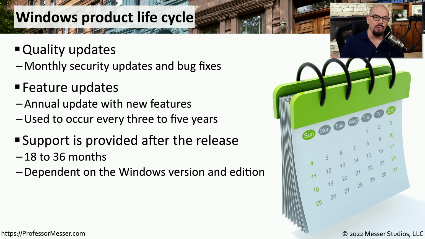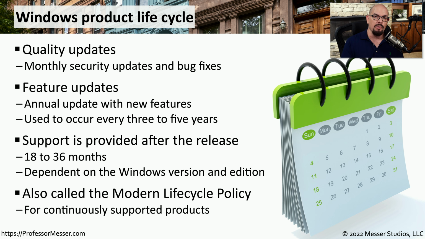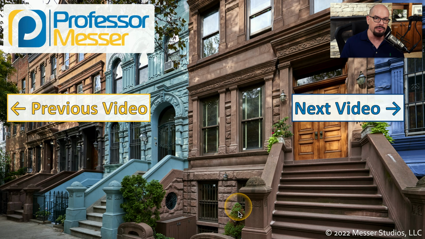Microsoft provides support for their operating systems between 18 to 36 months, depending on the Windows version you happen to be using. If you'd like to see what support is available for the Windows version that you're using, you can look for the Modern Lifecycle Policy on the Microsoft website.